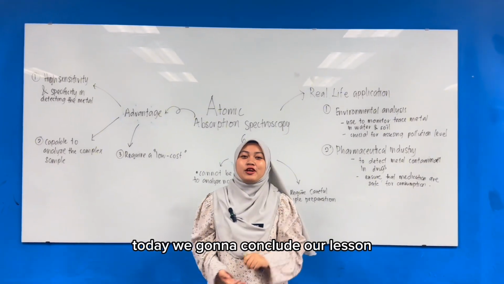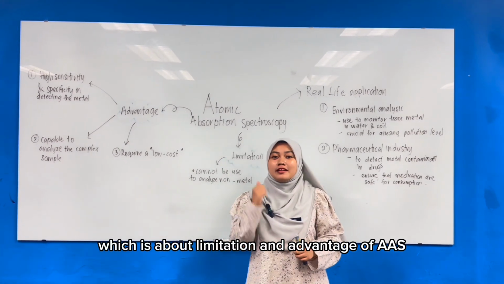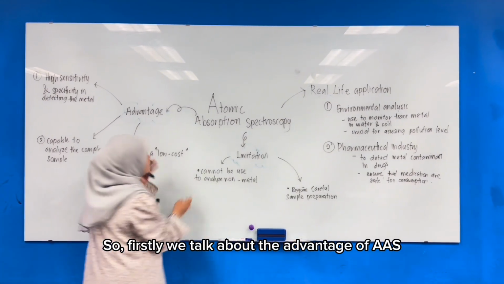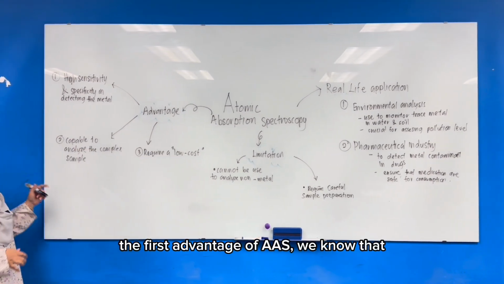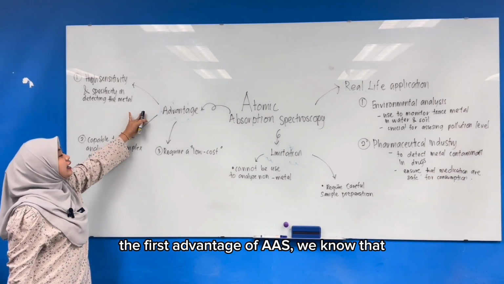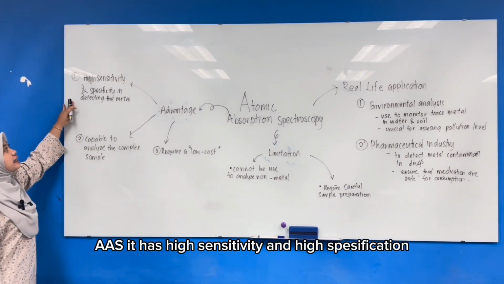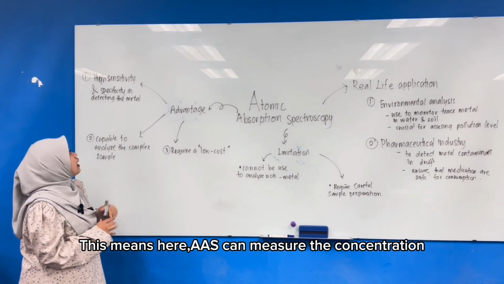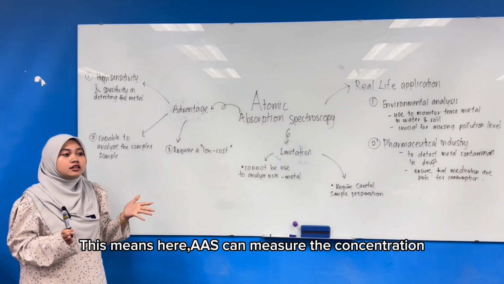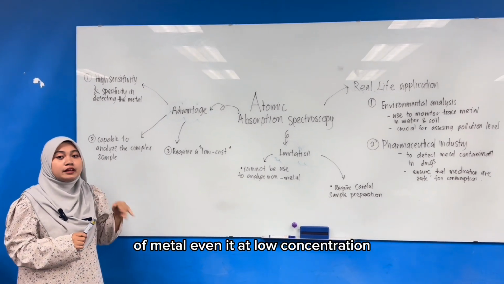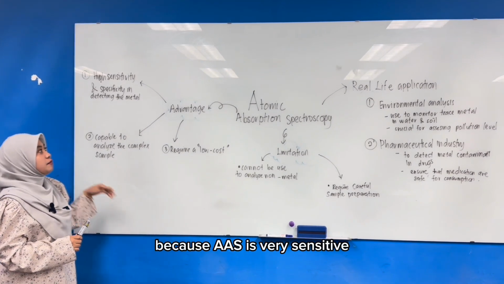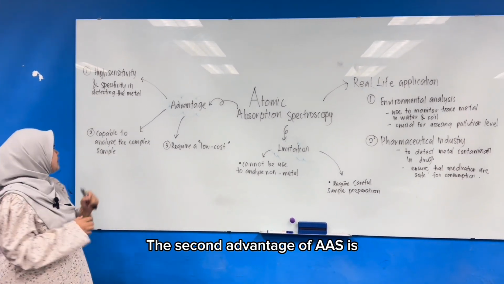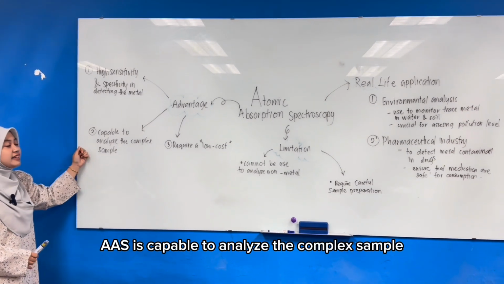Hello everyone, today we're going to continue our lesson, which is about the limitations and advantages of AAS. Firstly, we talk about the advantages of AAS. The first advantage is that AAS has high sensitivity and high specificity in detecting metal. This means AAS can still measure the concentration of metal even at low concentration because AAS is very sensitive. The second advantage of AAS is that it is capable of analyzing complex samples.